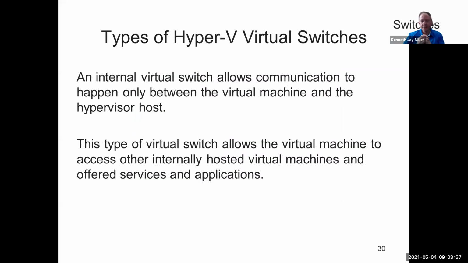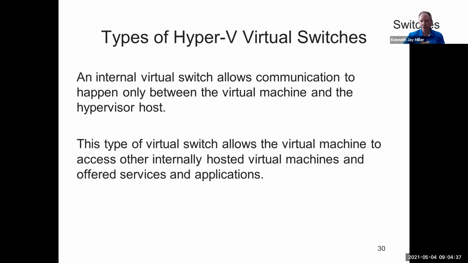The next one is the internal. The internal switch allows communication to happen only between the virtual machine and the hypervisor host, or other virtual machines connected to the same internal switch. So whatever's connected to this internal switch can communicate. And when you create the internal switch, it automatically connects the internal switch to the host machine.